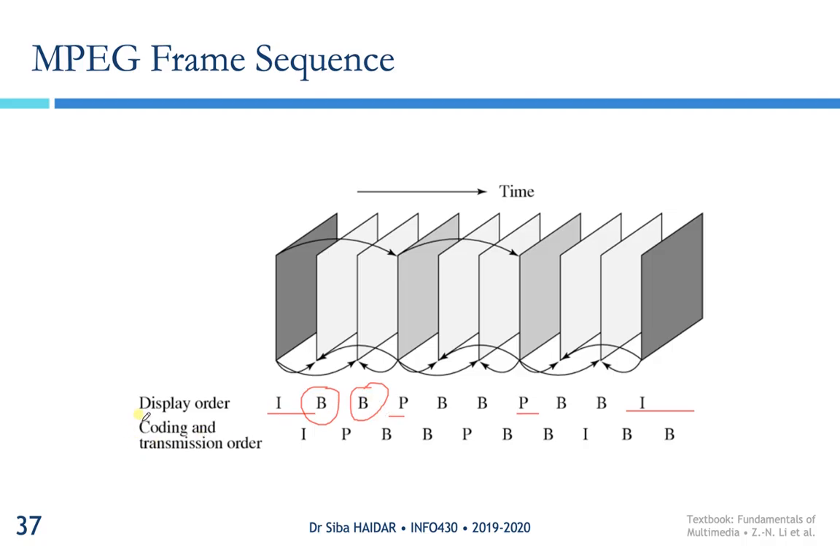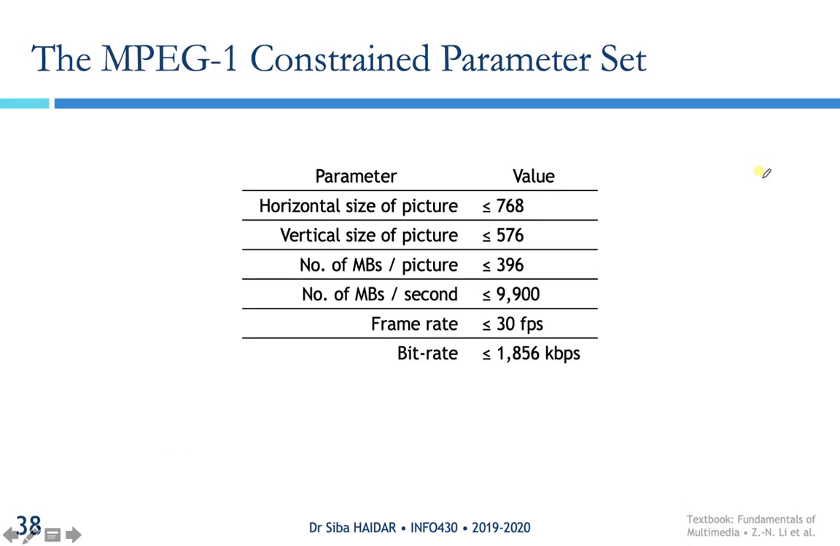How do we code? This is the display order, but what is the coding and the decoding order? The coding and transmission order is that you send the I, you send the P, and then you send the two B's. Why? Because the bidirectional frames depend on the I and P. So you have to send the I and P on which they depend before you decode them, and so on. This is the MPEG-1 constraint parameter set.